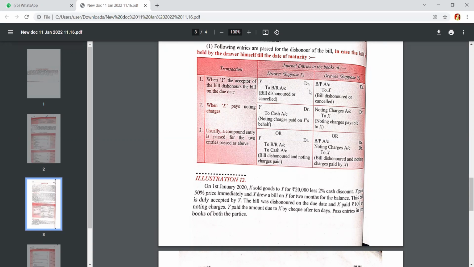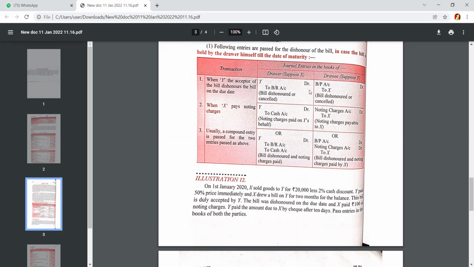So, Y will be debit. The entry will become Y debit to bills receivable account. On the other hand, in the books of drawer, it will be vice versa. Bills payable is cancelled now. So bills payable account debit, and X again becomes the creditor for the Y. So in his books, he just marks him credited, and the entry will become bills payable account debit to X.